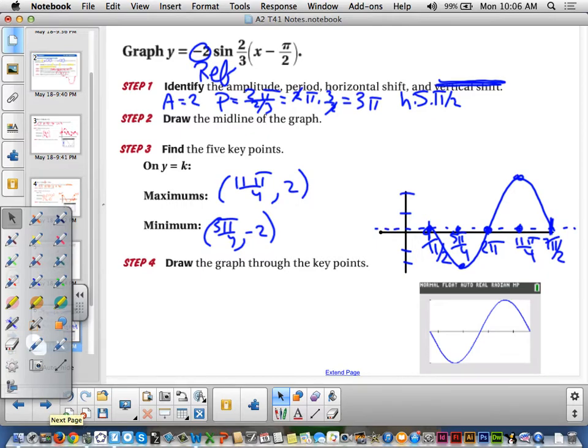All right, so in a nutshell, you want to identify your information: your amplitude, period, horizontal shift and vertical shift. Draw your midline and find the 5 key points. Base finding the 5 key points on your period and then breaking your period into pieces.